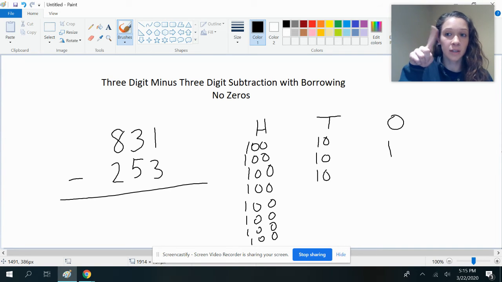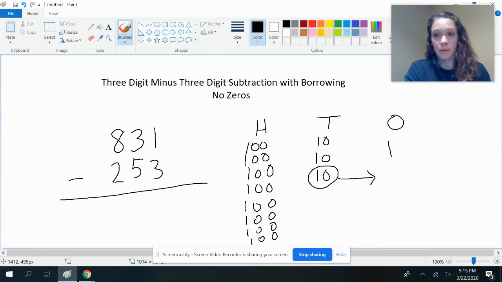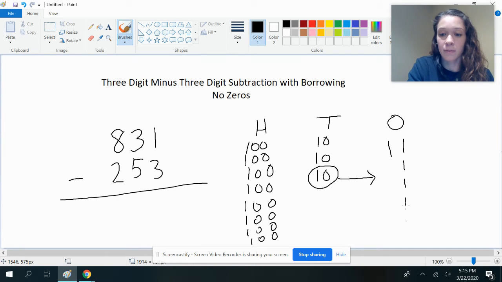Remember, I could not do 1 take away 3 because there were not enough numbers. So I will need to borrow from the tens place. So I'll circle a 10. I'll bring it over to the ones. And when I bring it over, I need to make 10 ones. So 1, 2, 3, 4, 5, 6, 7, 8, 9, 10. I'll cross off that 10 since it's not there anymore.